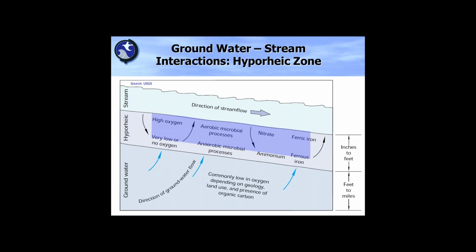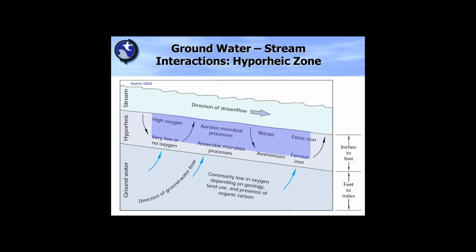The characteristics of the hyporheic zone. The hyporheic zone's thickness can vary from inches to feet. The hyporheic zone is important in a physical sense in that it moderates river temperatures and provides a source and sink for river sediments.